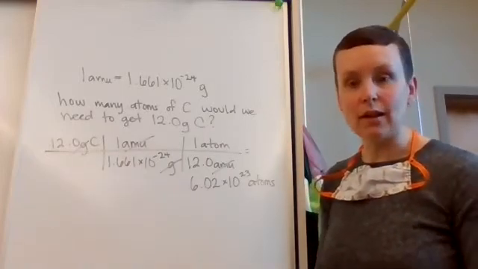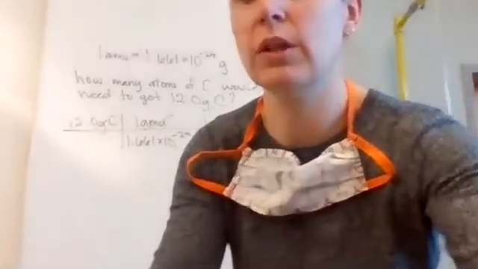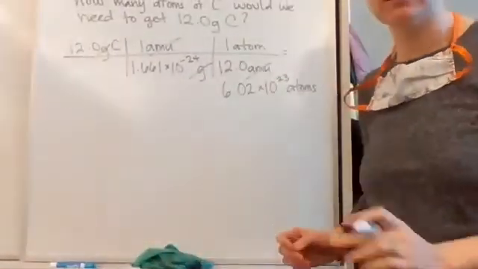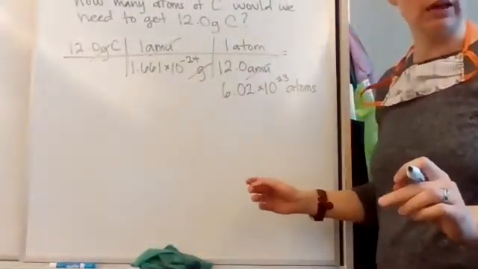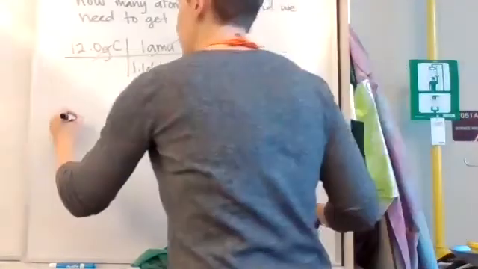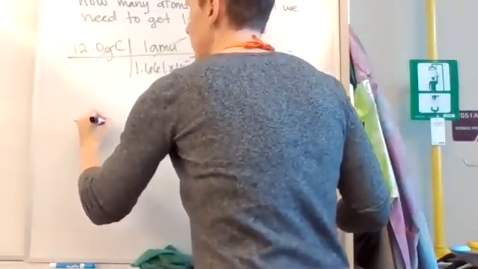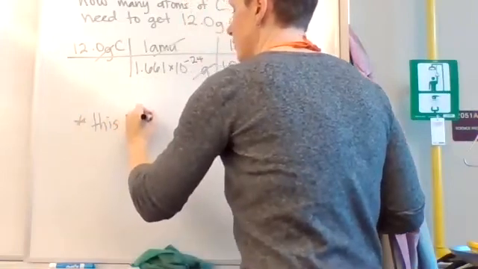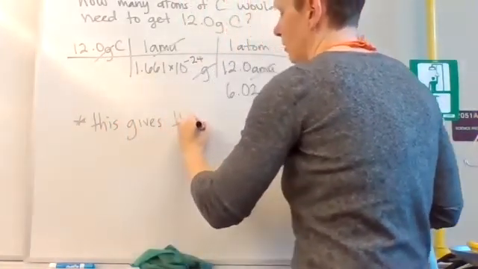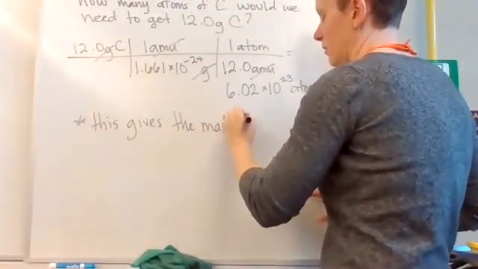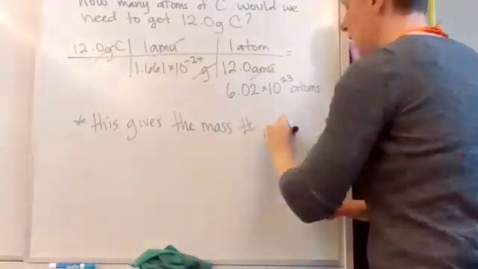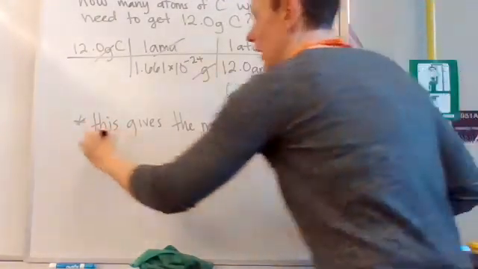So why this number? I'm going to point this down so you can see what I'm going to write here. Why this number? This gives the mass number in the periodic table double meaning.